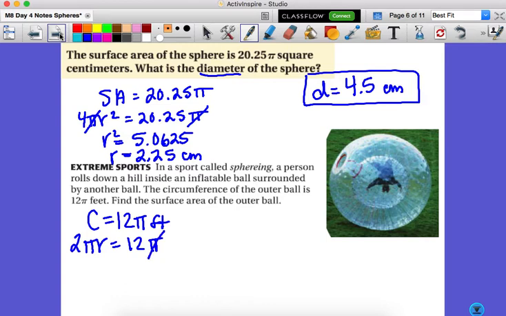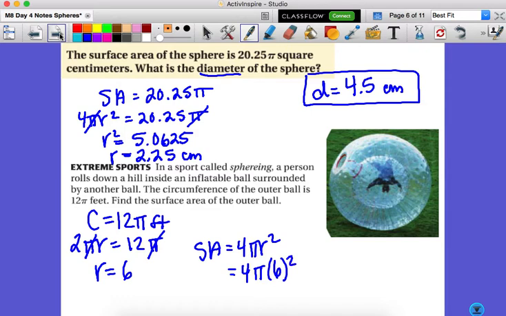If I divide by pi on both sides, that's going to cancel out. If I divide by 2 on both sides, my radius comes out to be 6. So then my surface area formula is 4 pi r squared. So 4 times pi times 6 squared. It doesn't tell me if I need to round this or not. So just for sake of practicing, I'm going to leave this one in terms of pi.